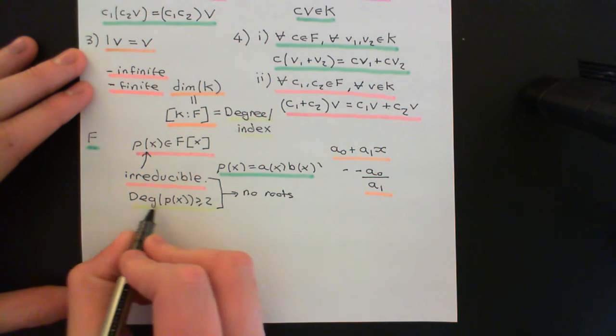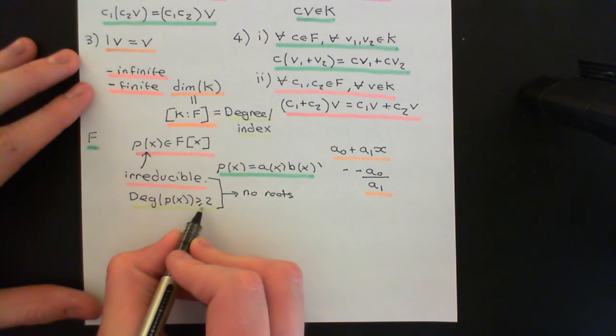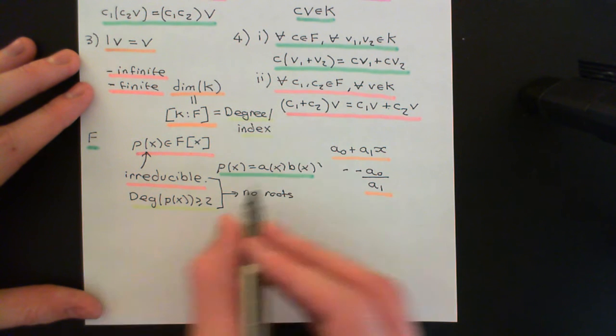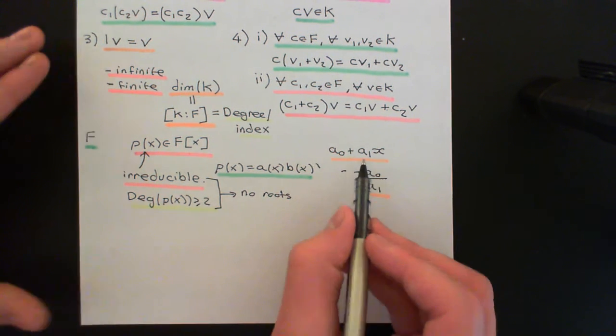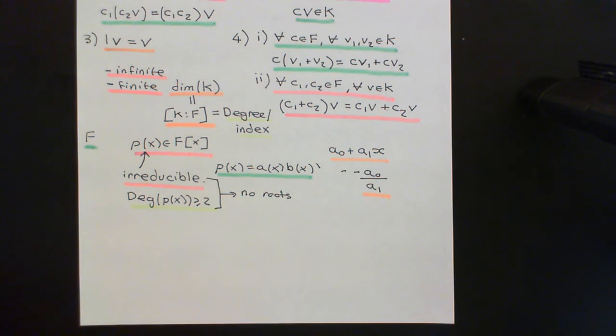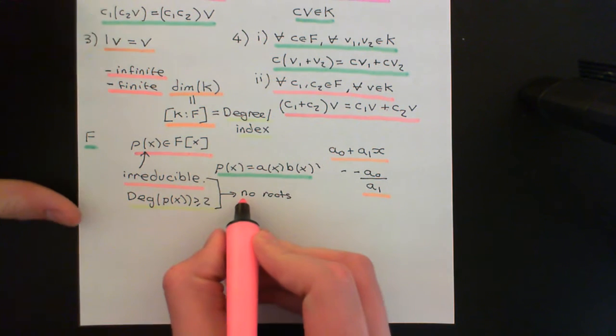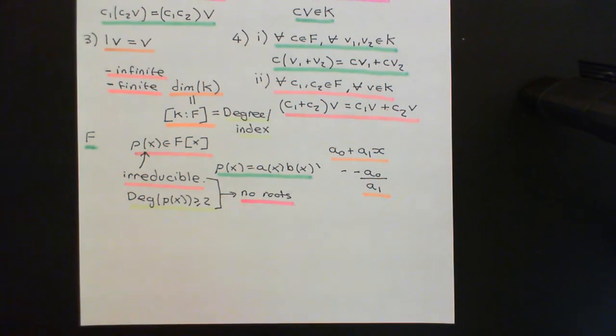Okay, and again, I'll stress that we need the degree of the polynomial to be greater than or equal to 2 for that to be true, because all the degree 1 polynomials are irreducible, but they do have roots. Okay, so it's only true if we talk about degree 2 polynomials or higher that they're going to have no roots if they're irreducible. Okay, right.